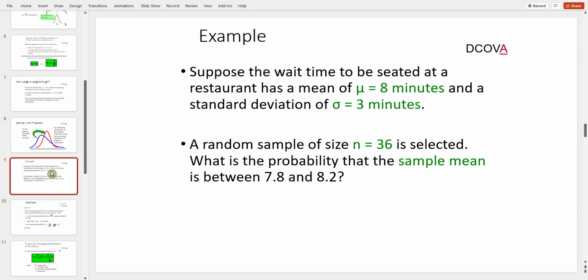So let's go through an example. Suppose the wait time to be seated at a restaurant has a mean of 8 minutes and a standard deviation of 3 minutes. A random sample of size n equal to 36 is selected. What is the probability that the sample mean is between 7.8 and 8.2?